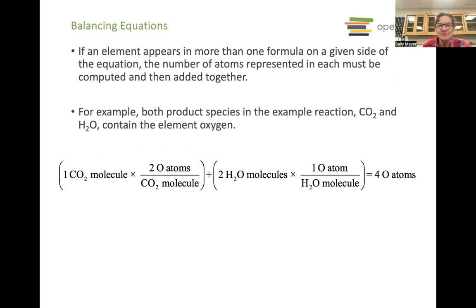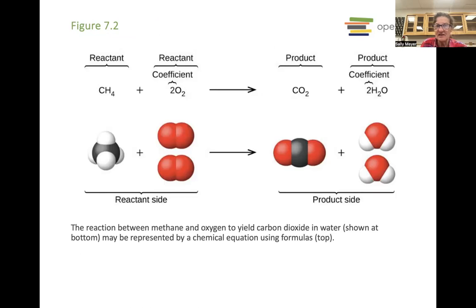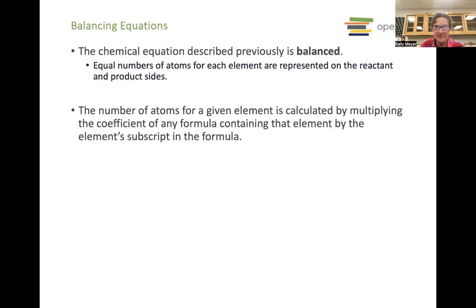If an element appears in more than one formula on a given side of the equation, the number of atoms represented in each must be computed and then added together. We had to do that with the oxygen on the left-hand side. We had to say that both CO2 and water had oxygen to contribute.